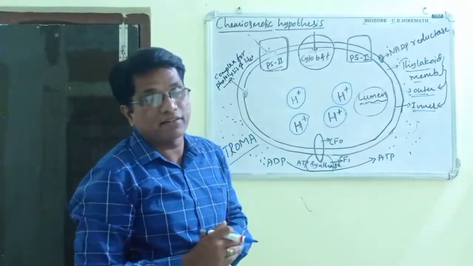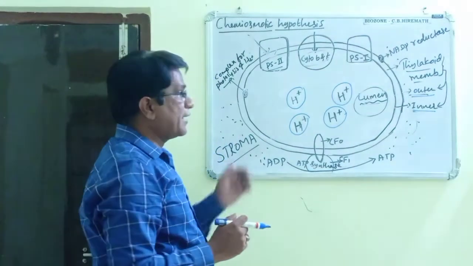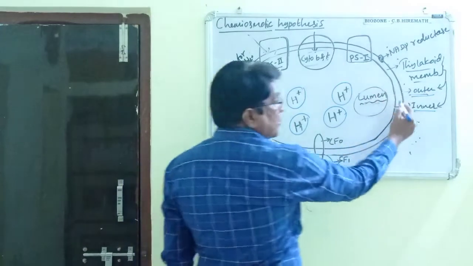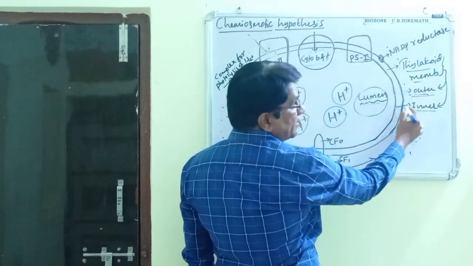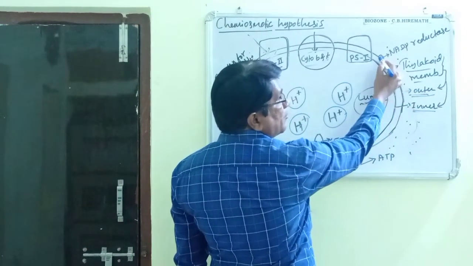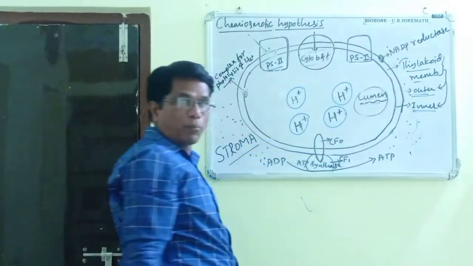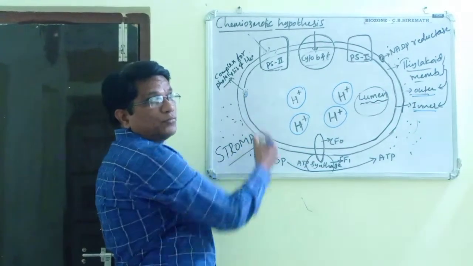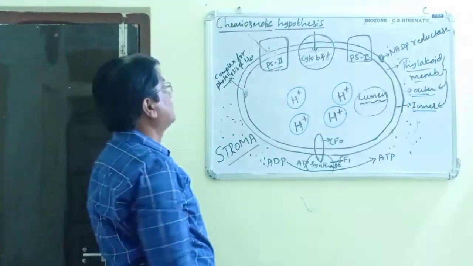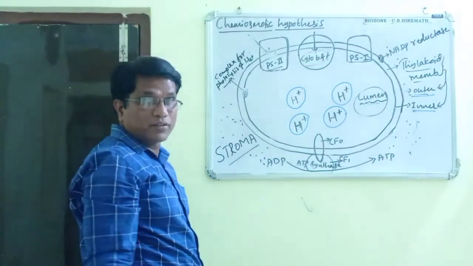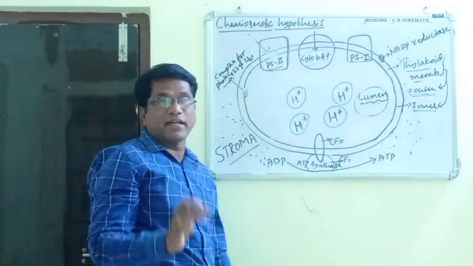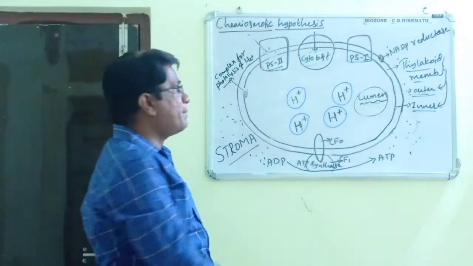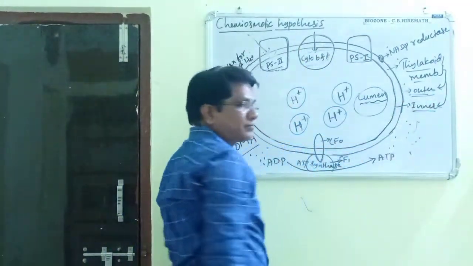So let us understand this hypothesis in detail with this diagram. This is the thylakoid structure and these are the membranes, outer thylakoid membrane, inner thylakoid membrane. In the outer thylakoid membrane, the NADP reductase enzyme complex is present. On the inner side of the thylakoid membrane is the complex for photolysis of water, and this is the stroma or matrix. So this region is stroma.